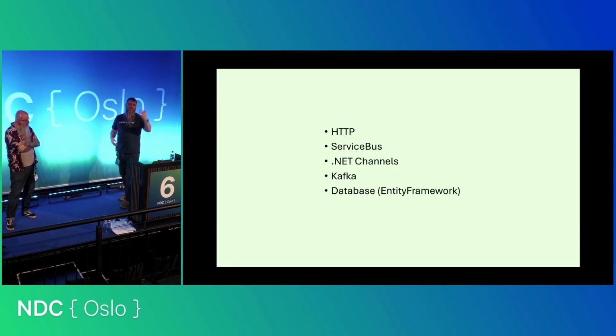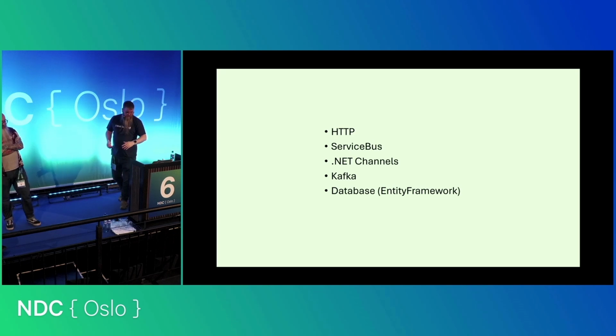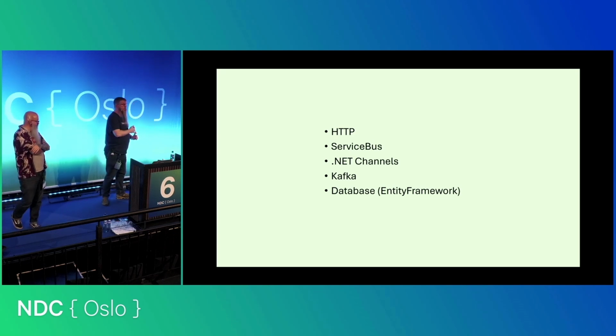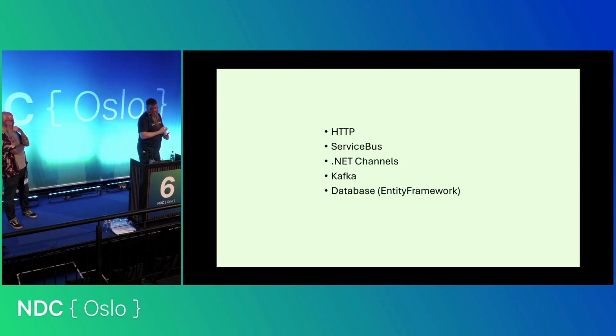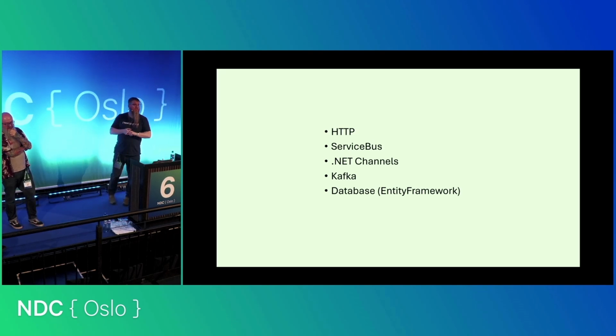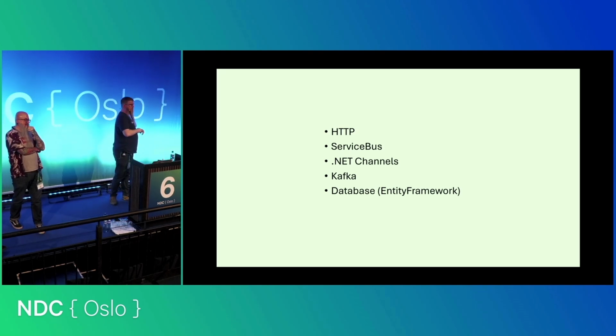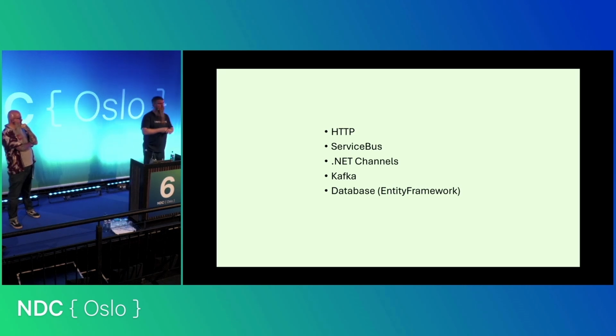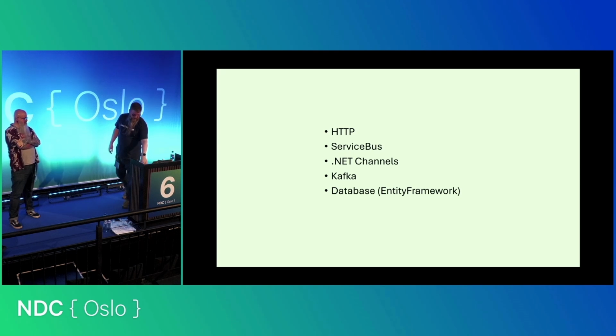So the solution we've got that you can go and have a look at, it's got HTTP calls in there. It's got some service bus calls in there. We're actually using .NET channels in a few places as well, which mean they've got their own intricacies with how tracing works and how you've got to do that yourself. There's some Kafka in there and some Entity Framework as well. So you've got a bit of a mix of all of the different things. Hopefully that will give you some examples that you can use.